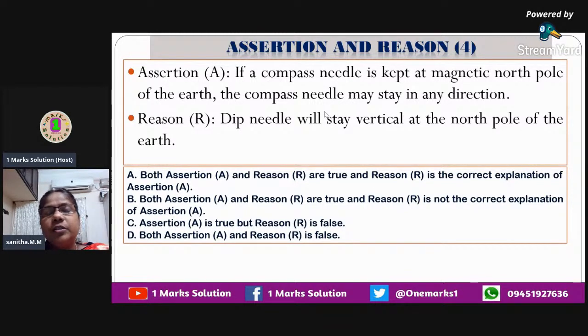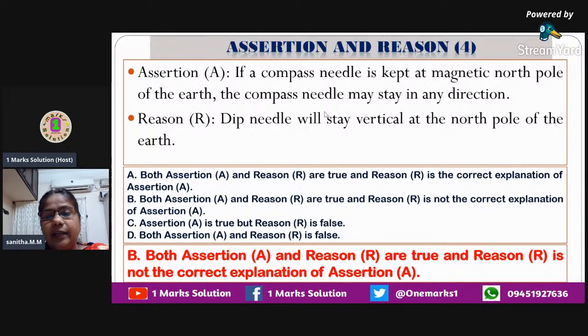Yes. Why? Because at the poles, the magnetic field will be vertical. So here we can say it is not the reason for the first one. Reason is correct, assertion is correct, but reason is not the absolute explanation for the assertion.